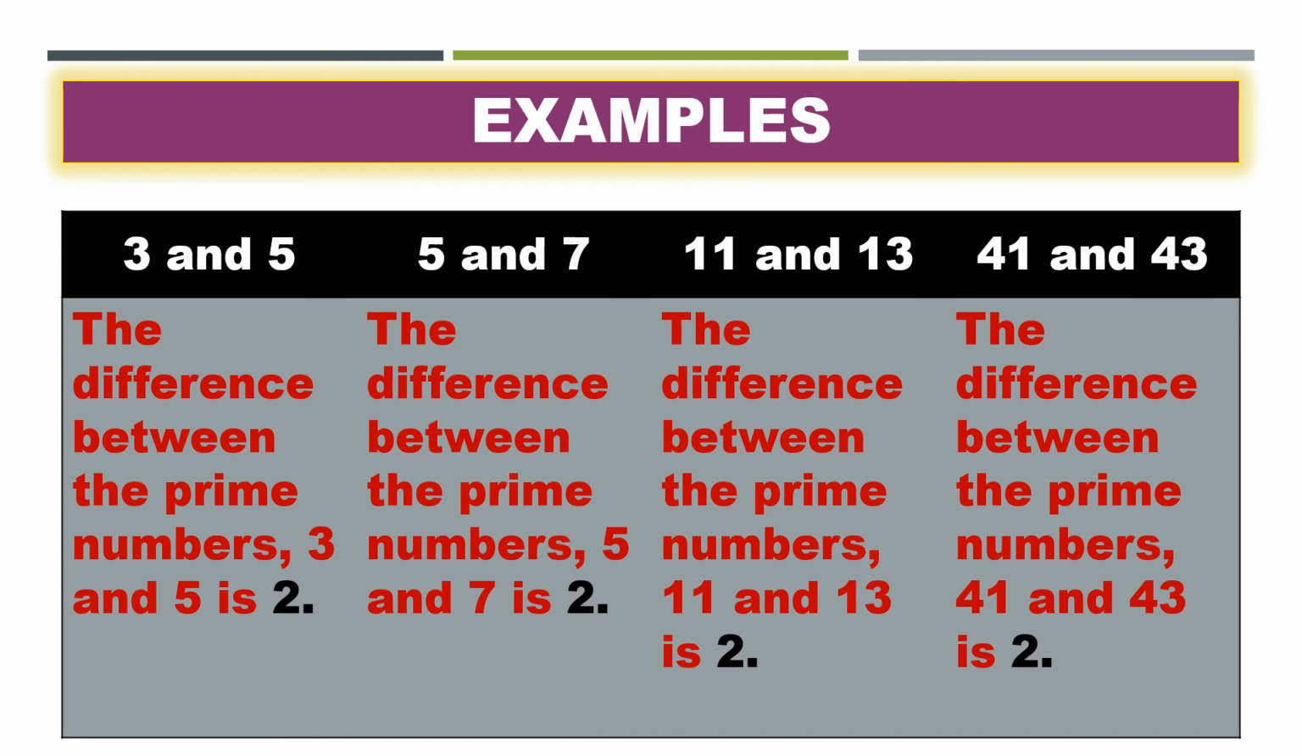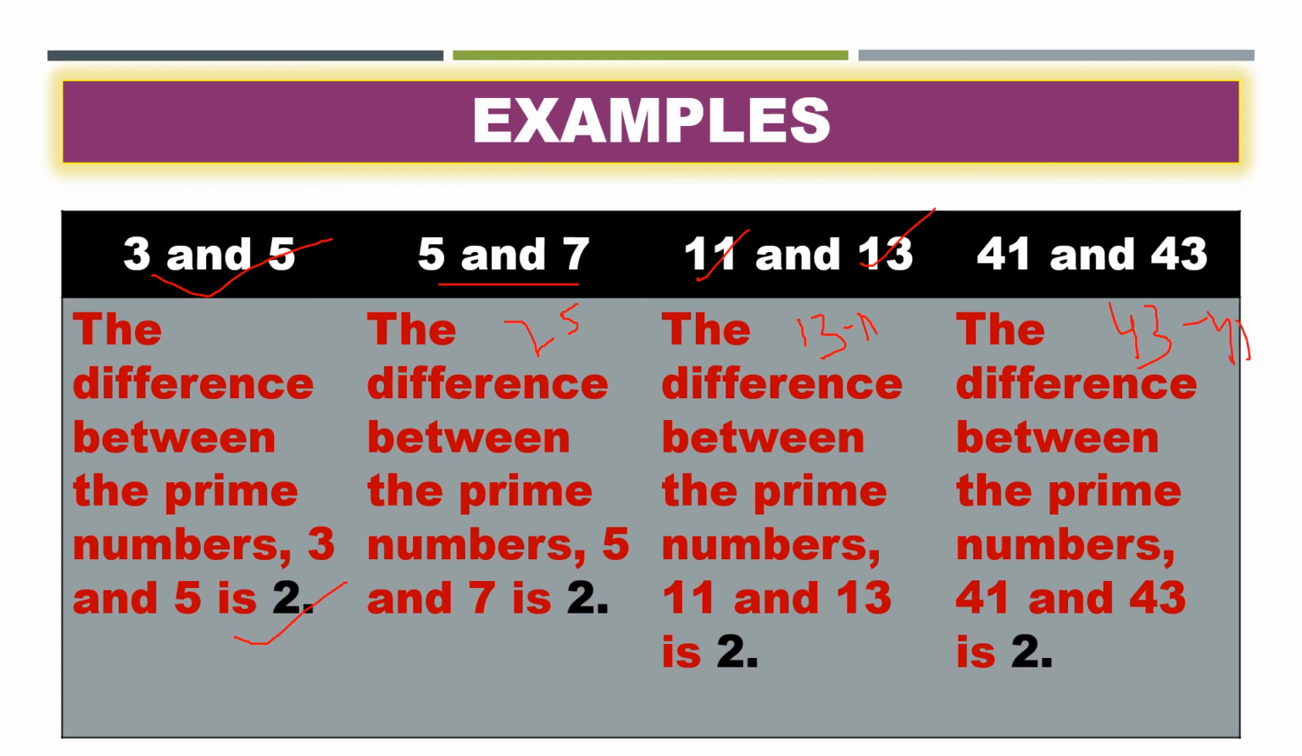So twin primes means the difference between the two prime numbers should be 2. Okay, so let us take the examples. 3 and 5. Here if you subtract these two prime numbers, your difference will be 2. Okay, 5 and 7, the difference between 5 and 7 is 2 because 7 minus 5 equal to 2. Here these two are prime numbers, compulsory they should be prime numbers. So 13 minus 11 equal to 2. Okay, here also two prime numbers, 43 minus 41 equal to 2.